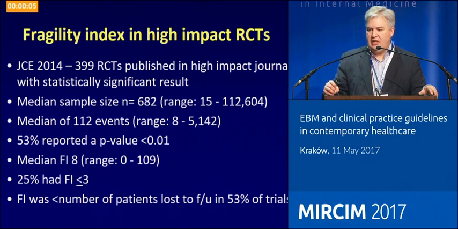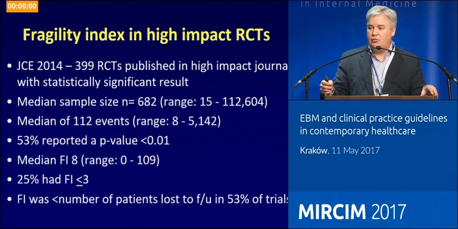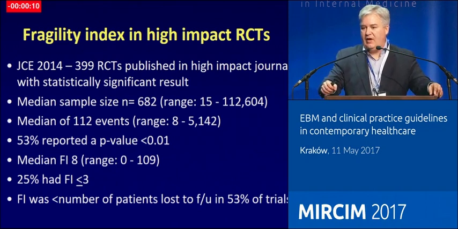The median sample size was 682 patients. It ranged from a low of 15 patients to a high of over 112,000 patients randomized. The median number of events was 112, but it ranged from 8 to over 5,000 events. And 53 reported a p-value less than 0.01. The median fragility index was 8, and it ranged from 0 to 109.